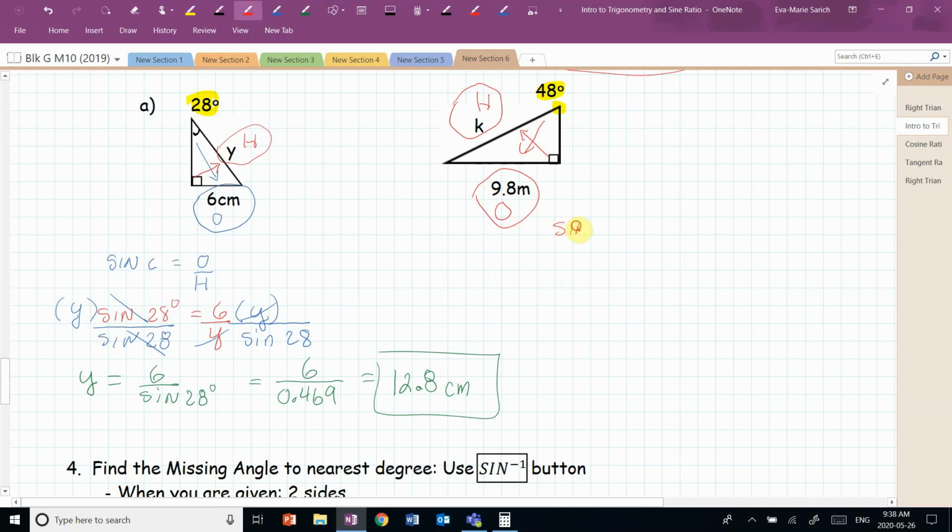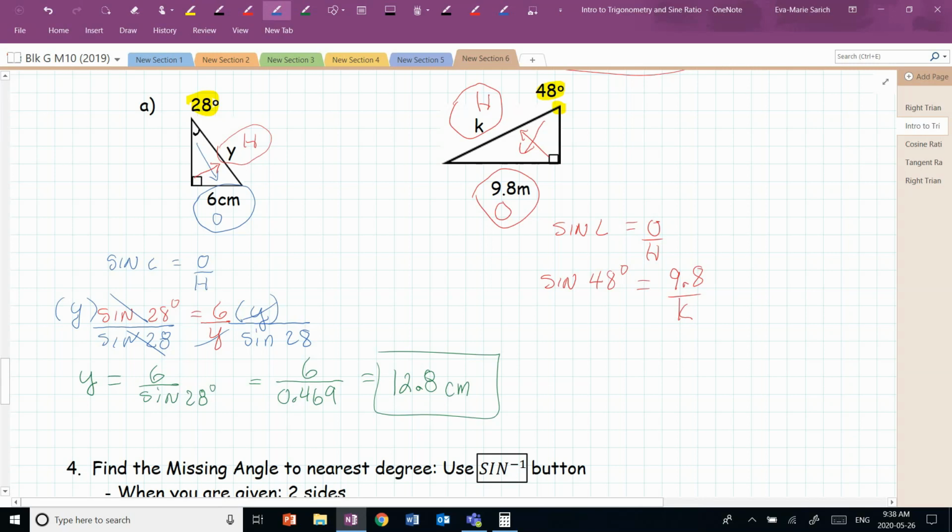So start with our formula. The sine of our angle is equal to the opposite over the hypotenuse. This angle happens to be 48 degrees. Its opposite side is 9.8, and its hypotenuse is using the letter K. Now remember, we need to get K off the bottom.